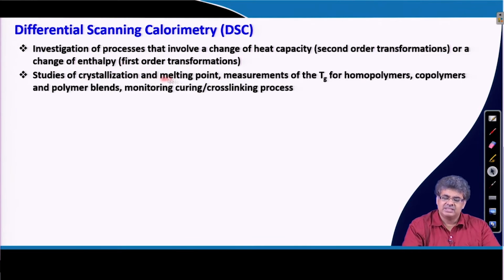Studies of crystallization and melting, and measurement of Tg for homopolymers, copolymers and polymer blends can be done using the DSC method. We can also monitor other chemical events like curing, cross linking and degradation, or if some reactions happen, they can also be monitored using differential scanning calorimetry. So, any process which generates or absorbs heat in the system can be followed using DSC.